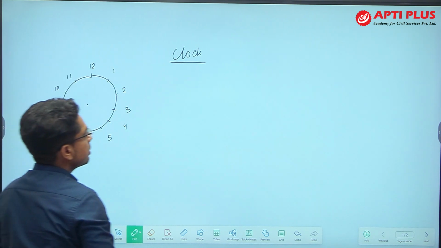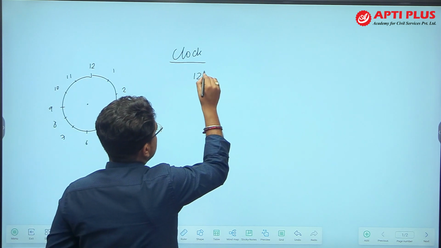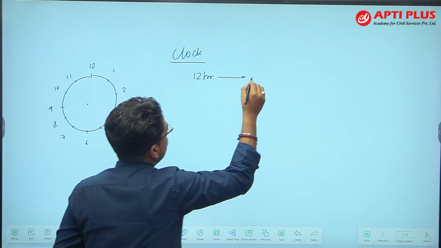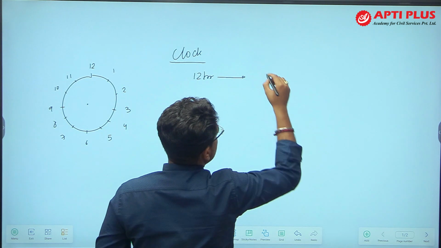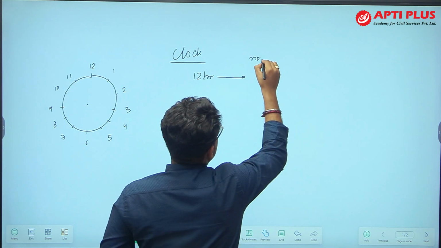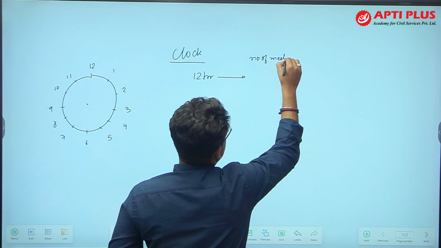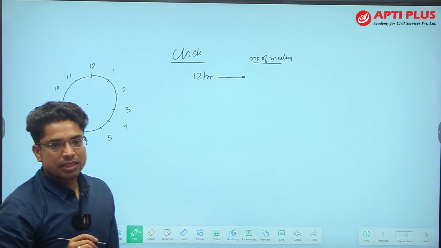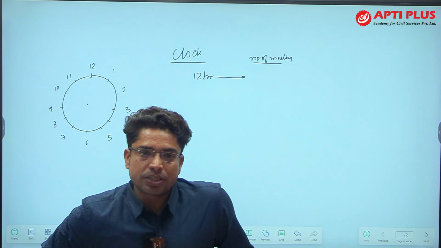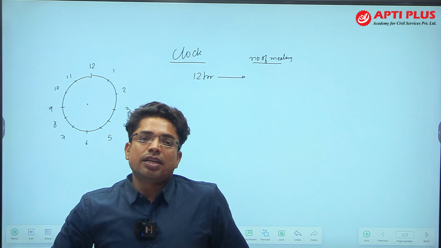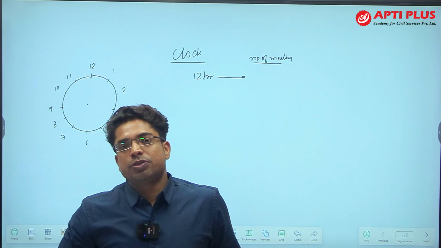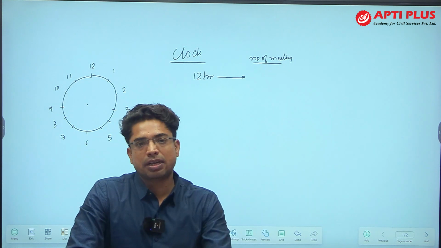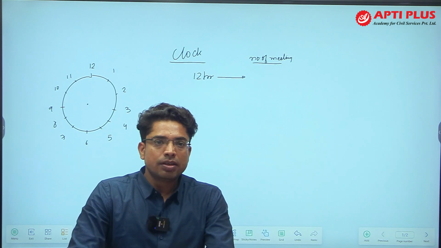Now, my question is, in a 12-hour interval, how many times do the hands of a clock coincide? Number of coincidences or number of meetings. This becomes important for us as it is the type of question asked in the clock section. The prerequisite for solving those questions is these concepts that I will be discussing in the next 10 minutes.